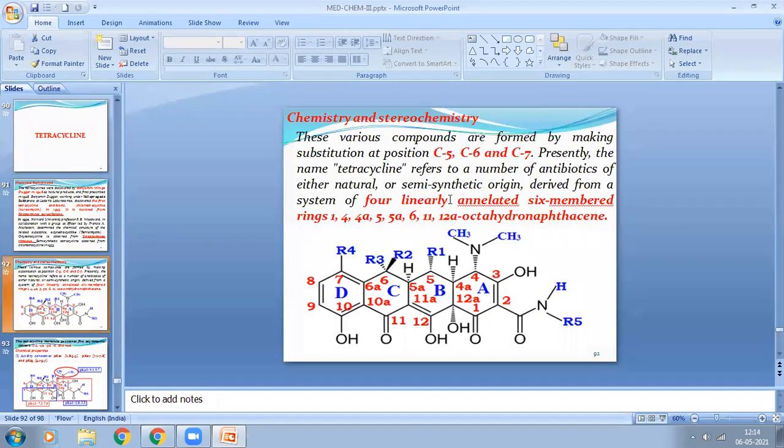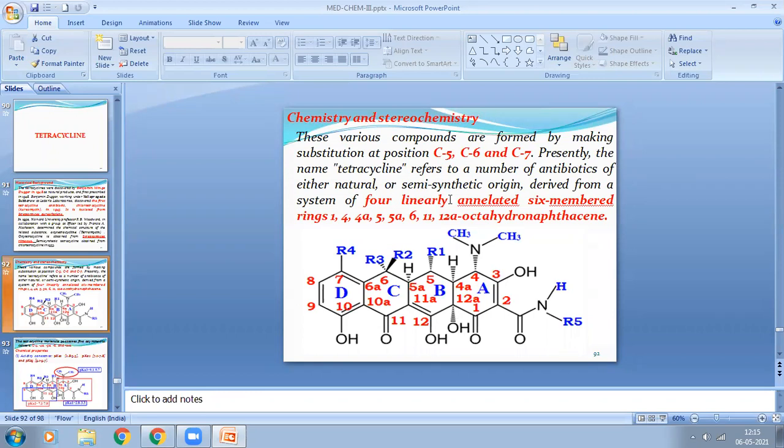Next, we go for the chemistry and stereochemistry of the tetracycline. I draw the structure of the tetracycline here. Tetracycline contains how many rings? Four rings, four cyclic rings.